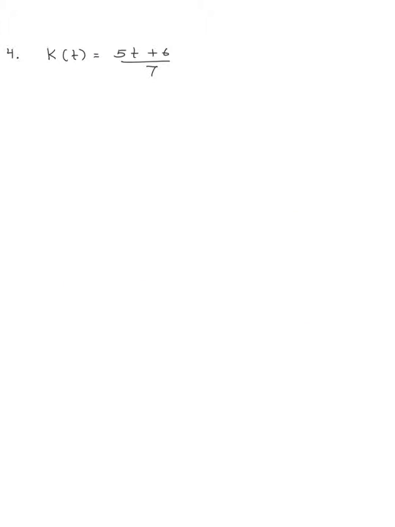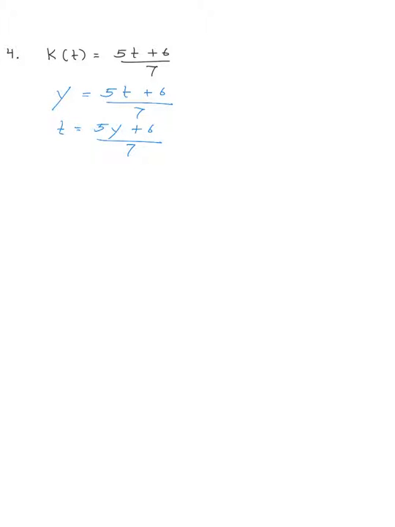There's a slight typo here in question 4. I called my function k of t, but I left the variable as x. I'm replacing it with a t here. That is exactly what I meant originally. But anyway, again, this is y is equal to, I'll use 5t plus 6 over 7. Therefore, my inverse is t is equal to 5y plus 6 over 7.